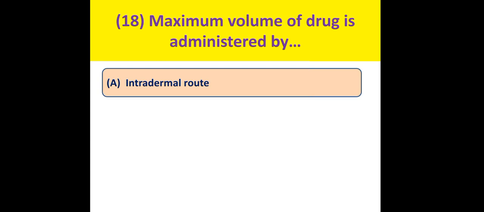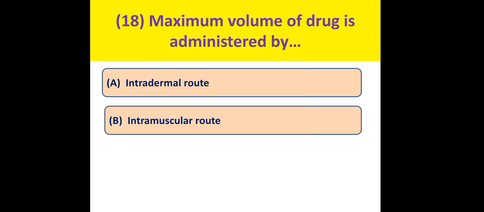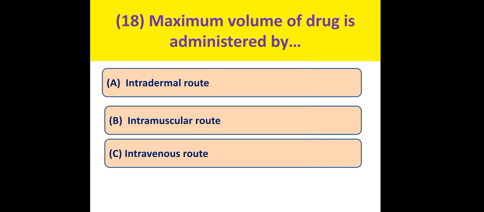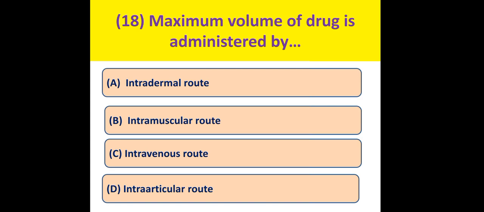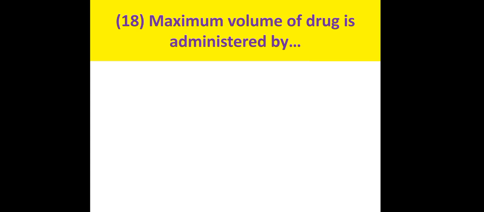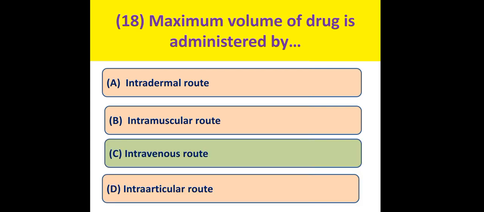Then maximum volume of the drug is administered by which route? Intradermal route: a very small amount of the drug is administered in between the layers of the skin. Intramuscular up to 10 ml. Intravenous route, you can administer as much amount as possible, and intra-articular route again a very small amount. So the correct option is intravenous route.